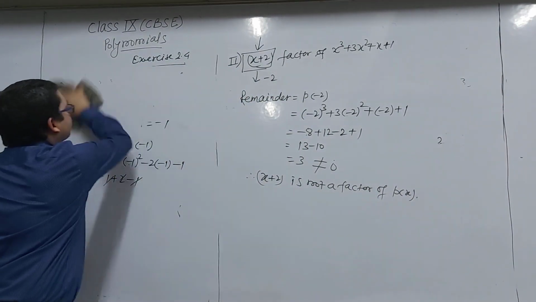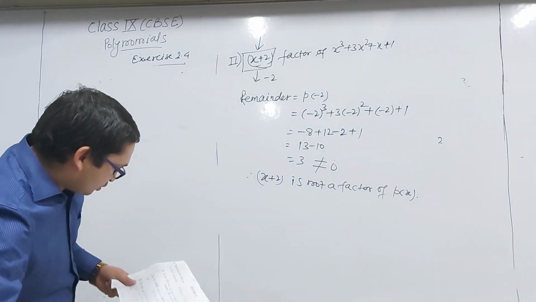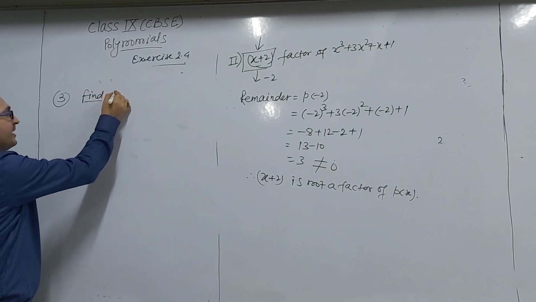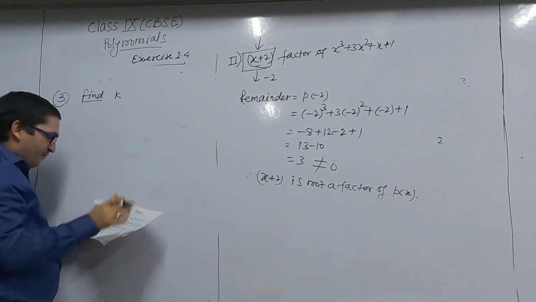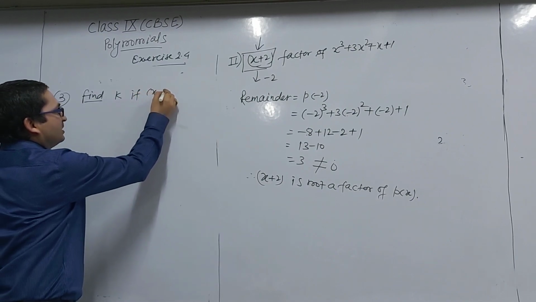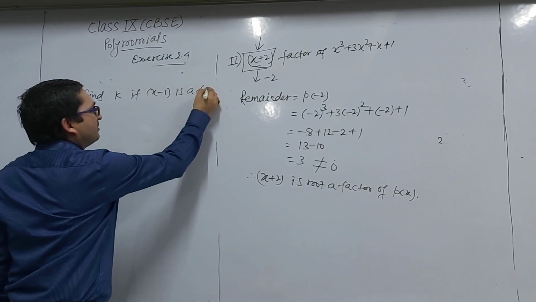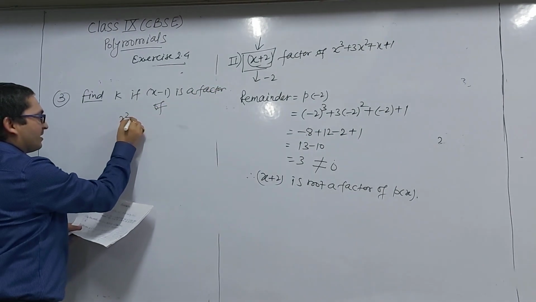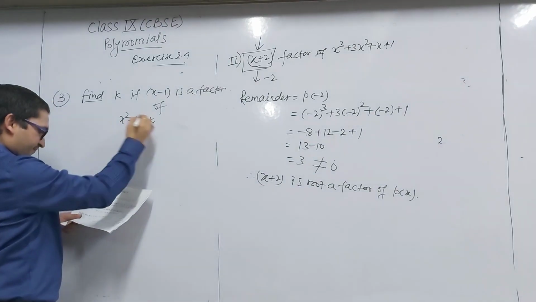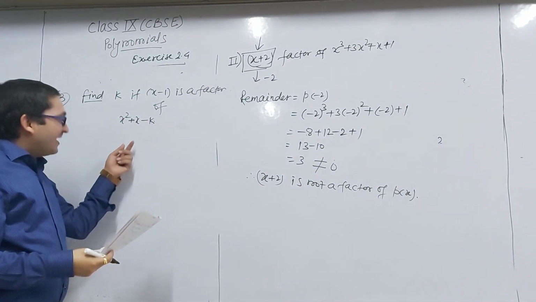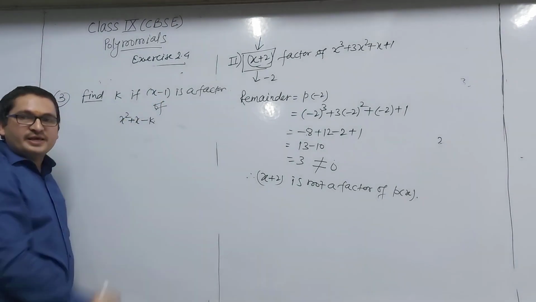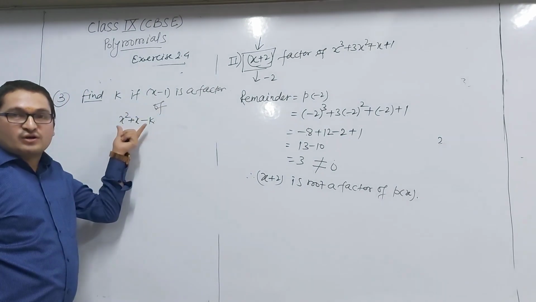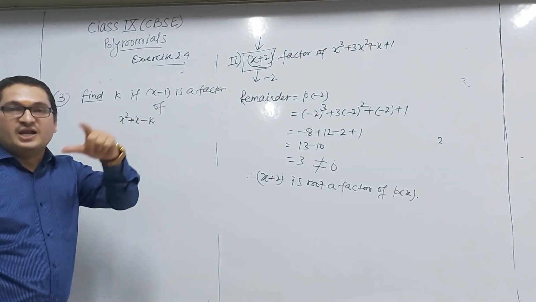Question number 3. Find k, the value of k, if x minus 1 is a factor of x square plus x minus 8. We have to find the value of k. If x minus 1 is a factor of the given polynomial, it means your remainder will be 0.